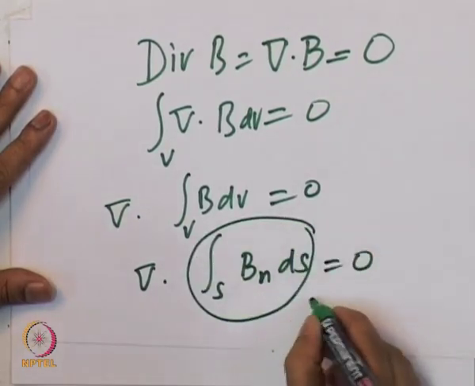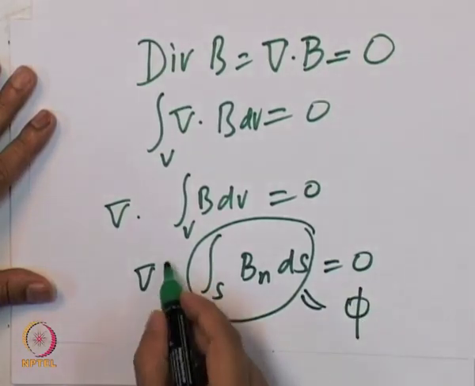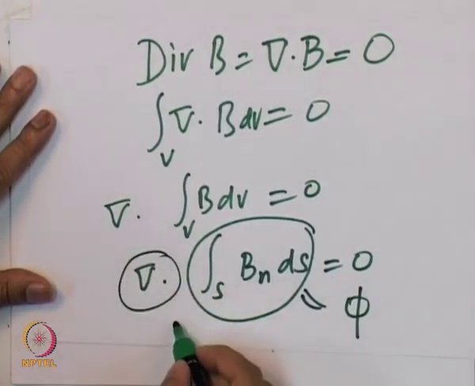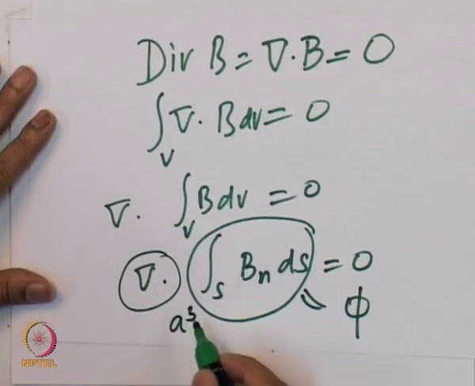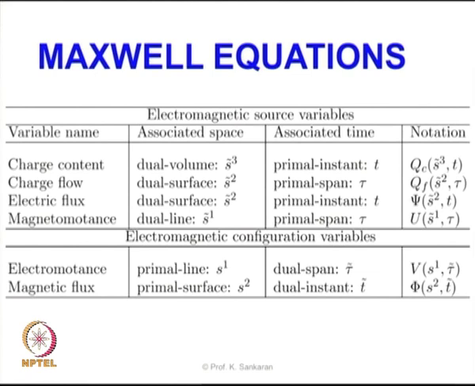This term is my definition for the magnetic flux, and this one I know is the definition for my A3. Since they belong to the primal grid, remember in this case the magnetic flux is on the primal surface, so I am not going to use a tilde, it will be without a tilde, and the time instance is always with a tilde.